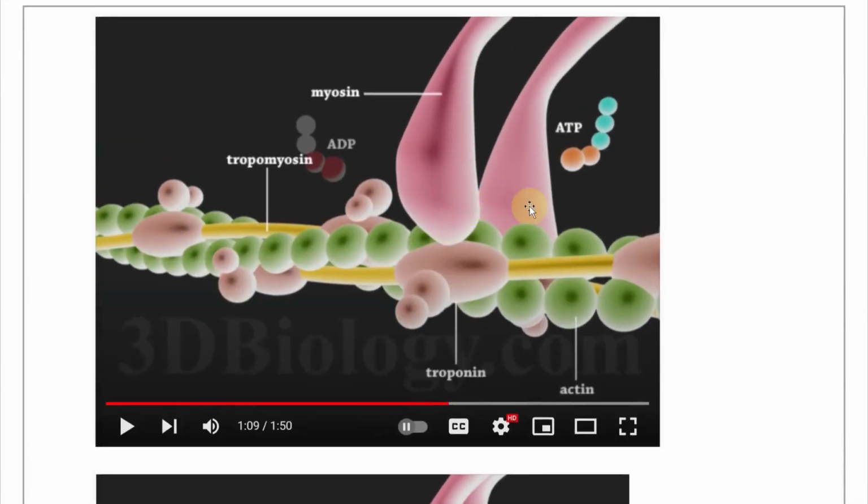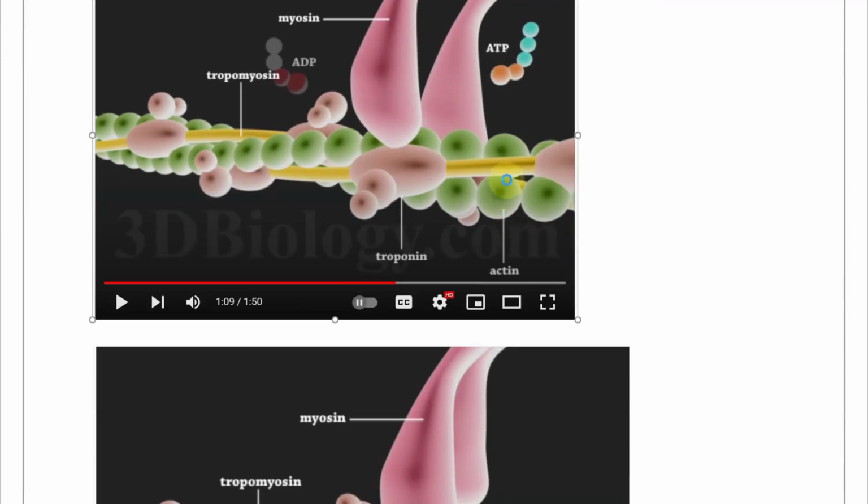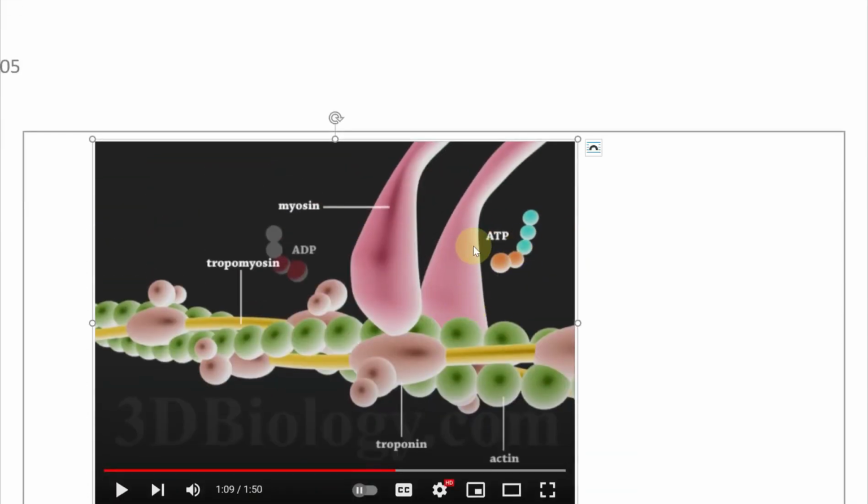If we look at this setup here, let's make this a bit smaller. It's from that same video. This one, ATP goes in here, dissociates it or energizes it. It energizes the myosin by getting the ATP, the energy currency, and then this releases it.